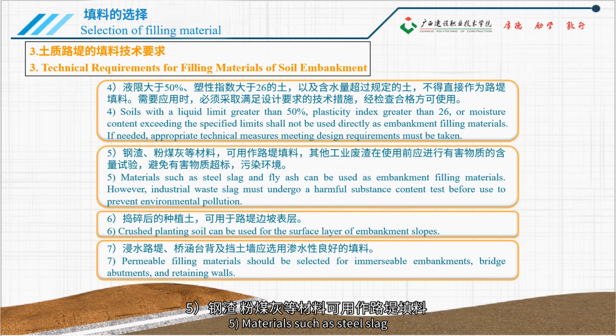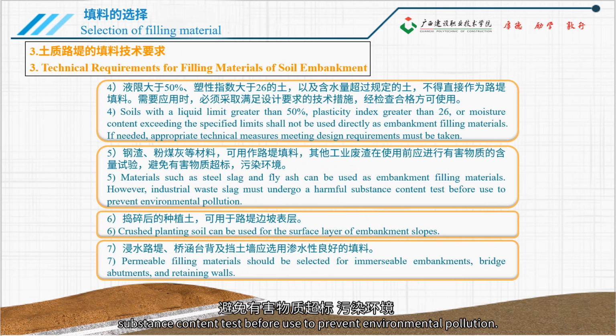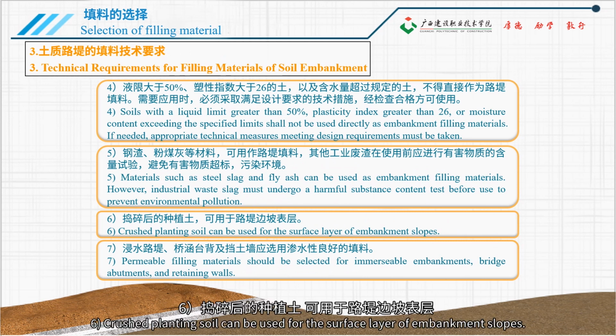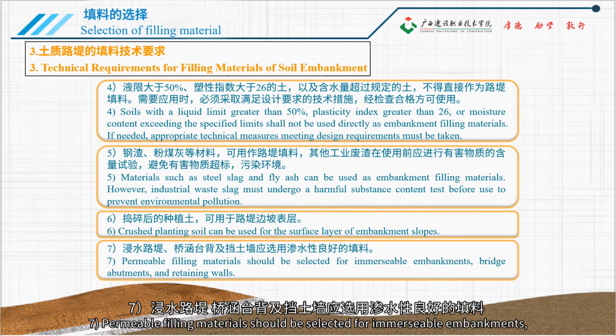5. Materials such as steel slag and fly ash can be used as embankment filling materials. However, industrial waste slag must undergo a harmful substance content test before use to prevent environmental pollution. 6. Crushed planting soil can be used for the surface layer of embankment slopes. 7. Permeable filling materials should be selected for immersible embankments, bridge abutments, and retaining walls.